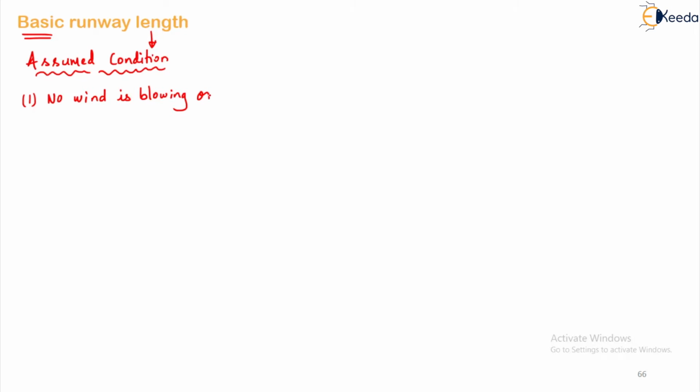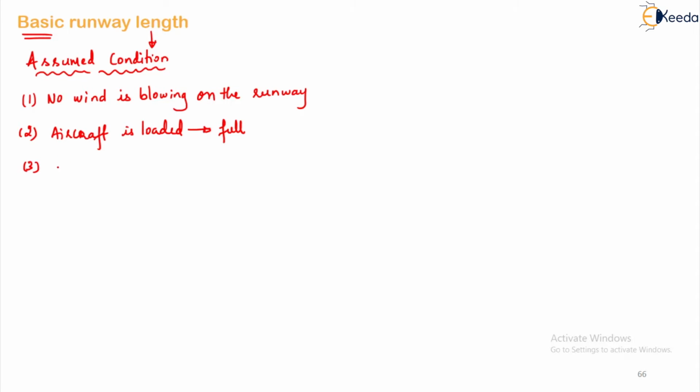So to get started, the length of the runway based on certain assumptions is known as your basic runway length. So what are those assumptions? Let us first see what we can call the assumed conditions. Length of runway based on the assumed condition. The first one is that there is no wind blowing on the runway. Second, we will consider that your aircraft is loaded to full of its capacity.